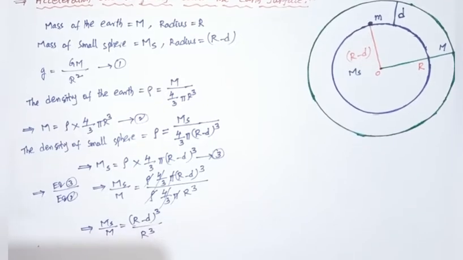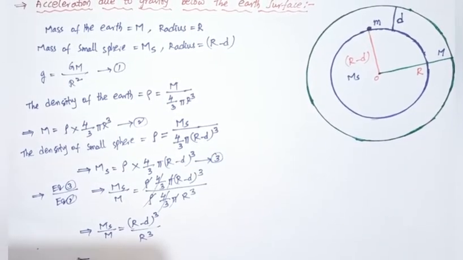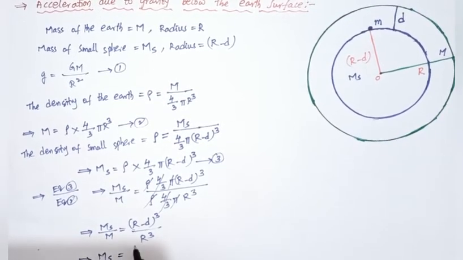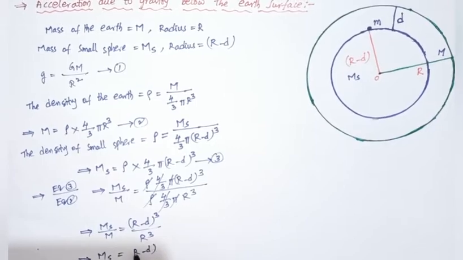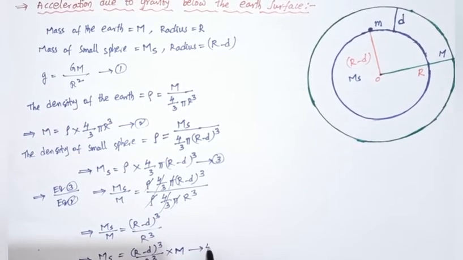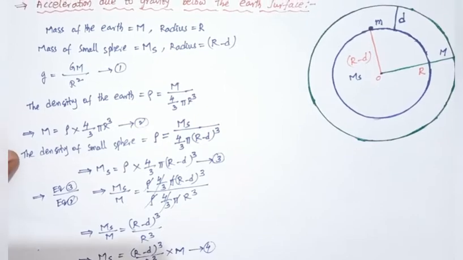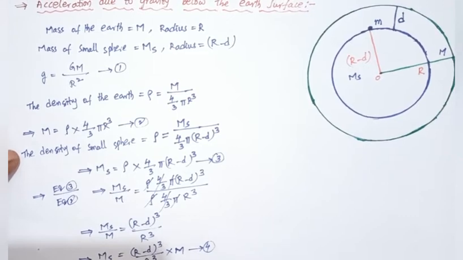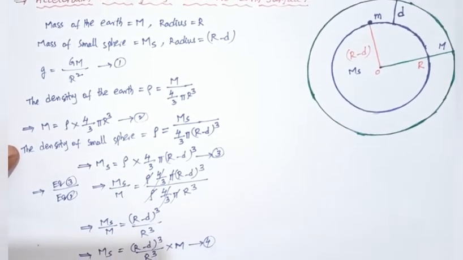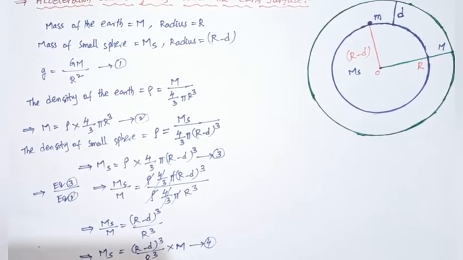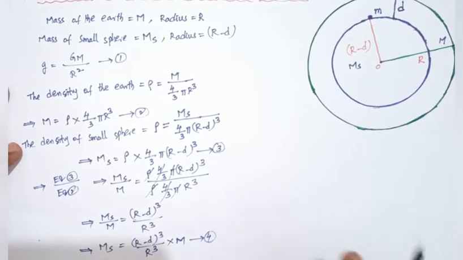From the above equation, the mass of the small sphere, ms, equals (R minus d) whole cube by R cube into M. This is equation number 4. So the mass of the small sphere ms equals (R minus d) whole cube by R cube into M. Next we can find out the force on the point mass.